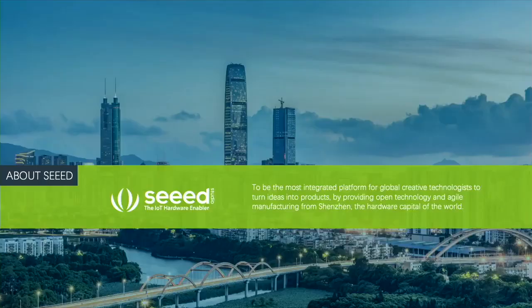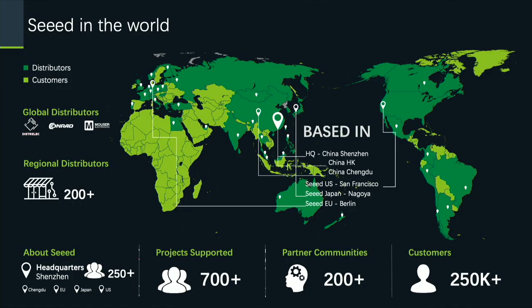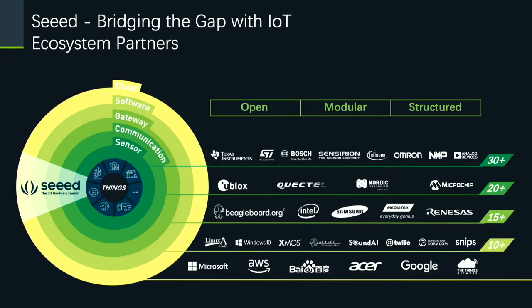And Seeed, this is the company that I come from. Seeed was founded in Shenzhen in 2008, like 12 years ago. And our goal is to lower the barrier for developers to build IoT hardware devices. This is our overview. So now we have around 250 people. We have 4 global offices, and we serve 250,000 developers globally.